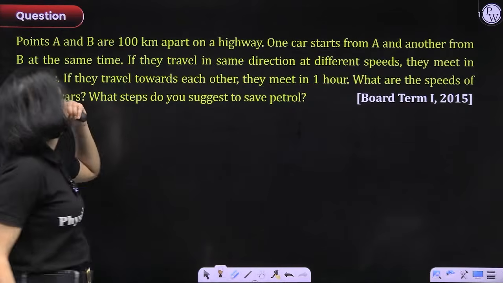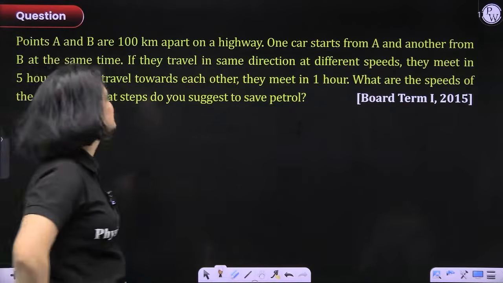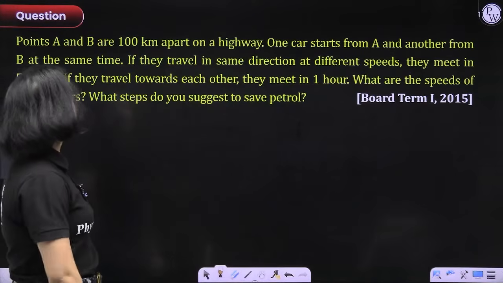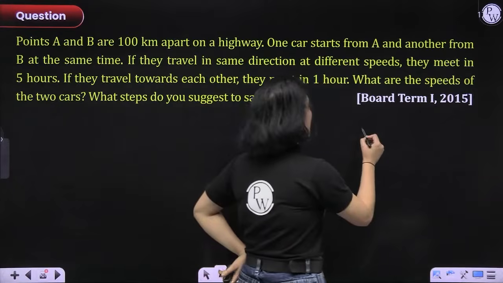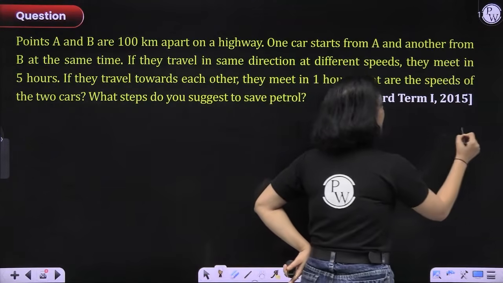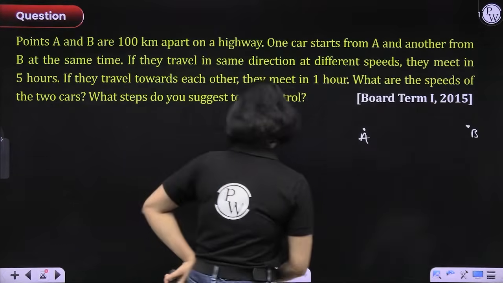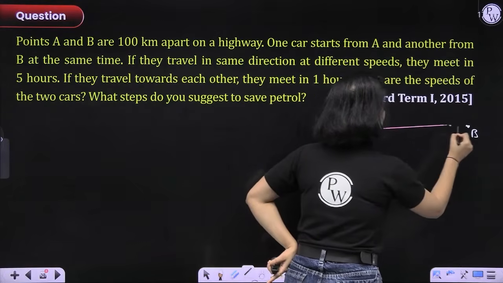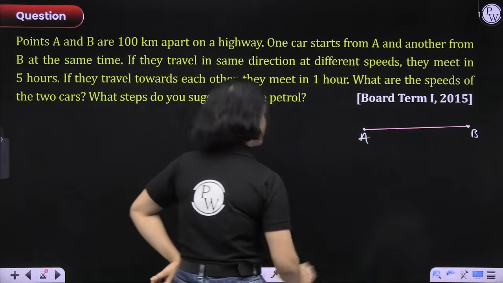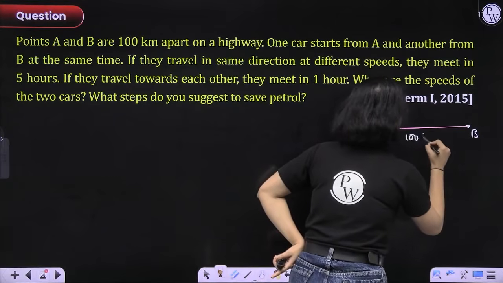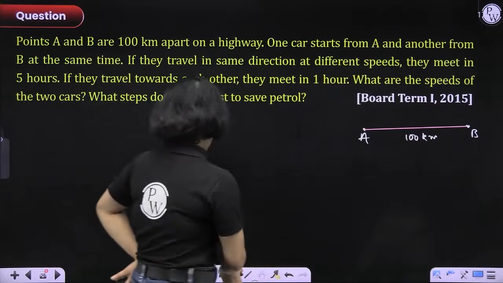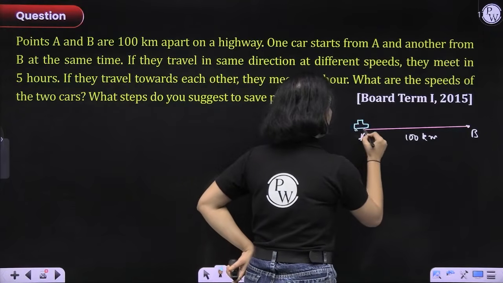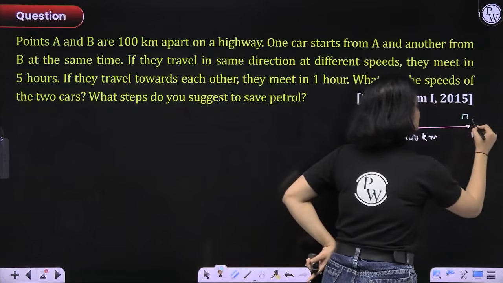Points A and B are 100 kilometers apart on a highway. One car starts from A, another from B at the same time. So you have been given 2 points A and B, and it's been said that their distance from each other is 100 kilometers. Now you have 2 cars, everyone. One car coming from here, one car coming from here.